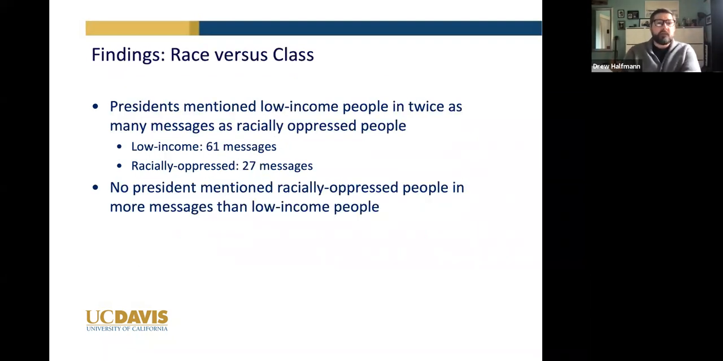Okay, so the findings, race versus class. First, presidents mentioned low-income people in twice as many of these messages as they did racially oppressed people, 61 messages for low-income people, 27 for racially oppressed people. Not a single president mentioned racially oppressed people in more messages than low-income people.